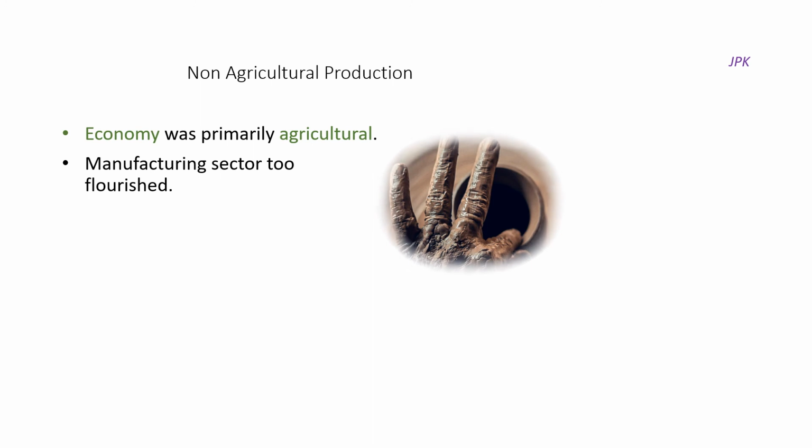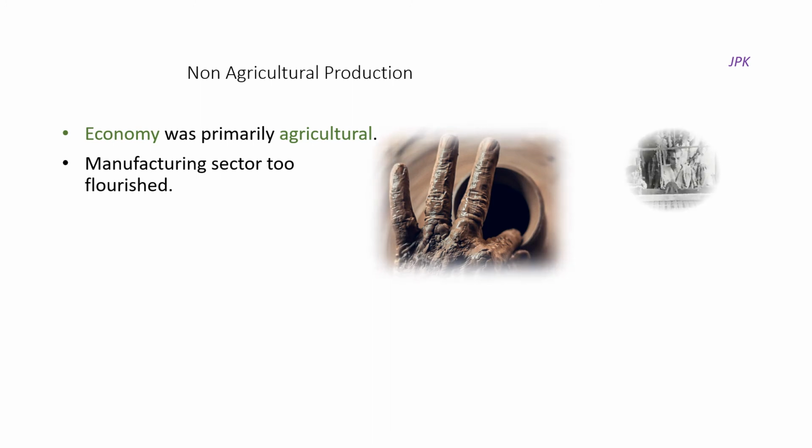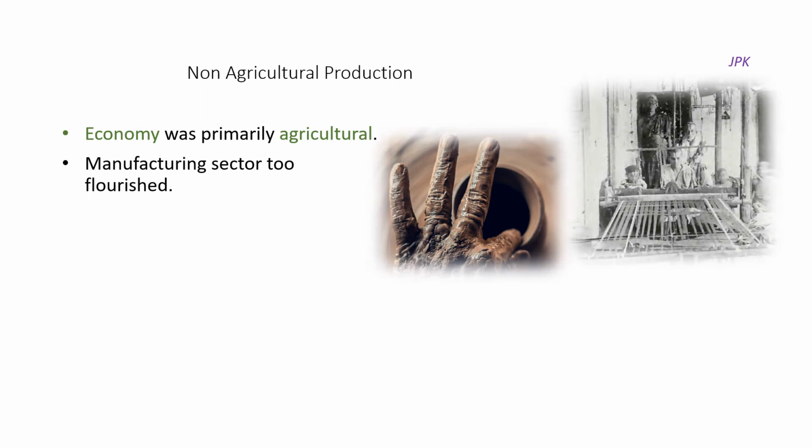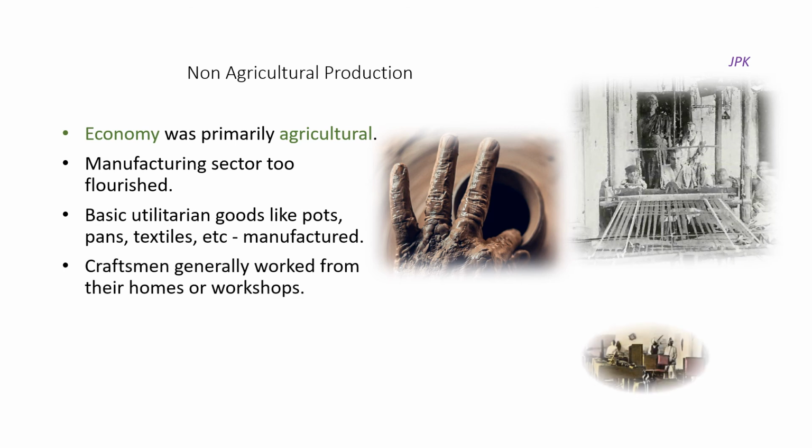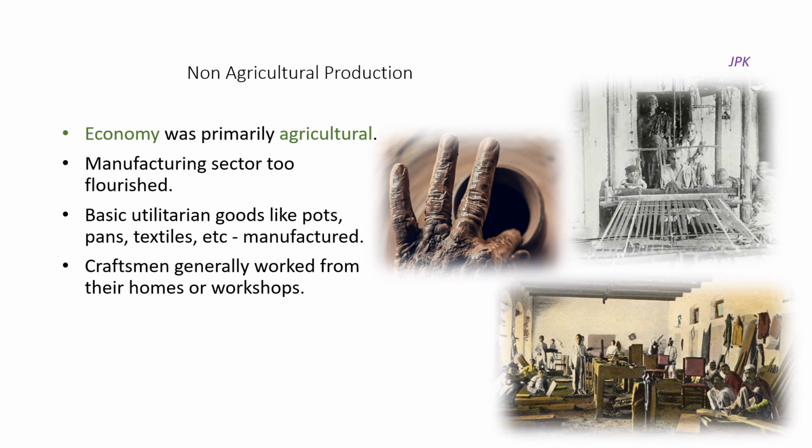Non-agricultural production. We've already seen that economy in medieval India was primarily agricultural. But man cannot live by bread alone. People manufactured a variety of goods. Some of them, like pots, pans, and textiles, etc., were goods of daily use. Men specialized themselves in various crafts.